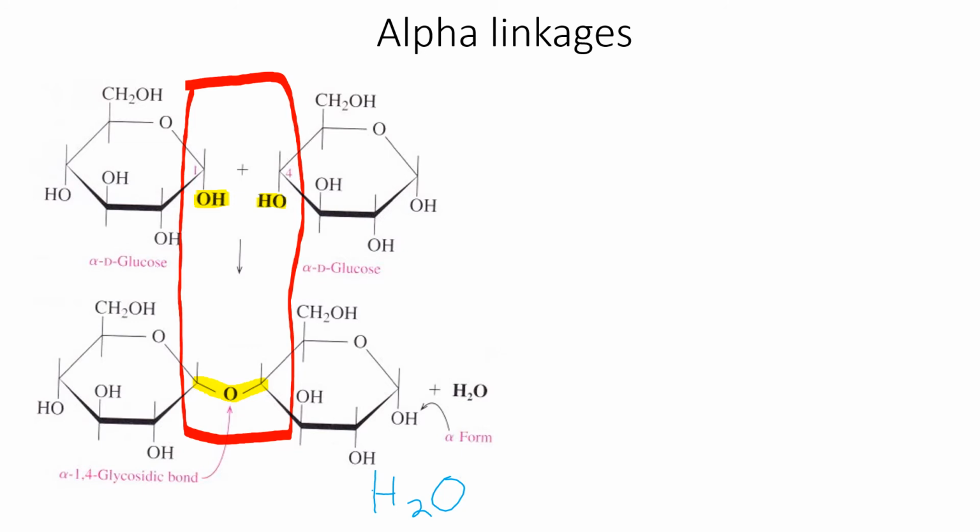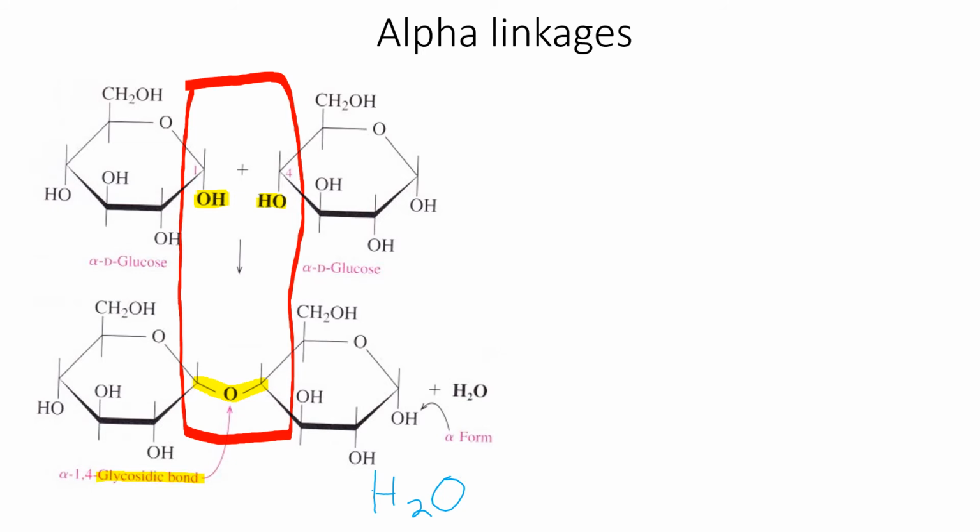So here you can see we combine the OH from the 1 position with the OH on the 4 position to make that ether-like linkage. That ether type bond that we just formed when we're dealing with sugars is sometimes called a glycosidic bond. That's that ether-like bond.